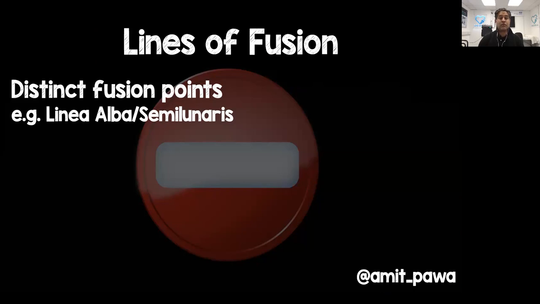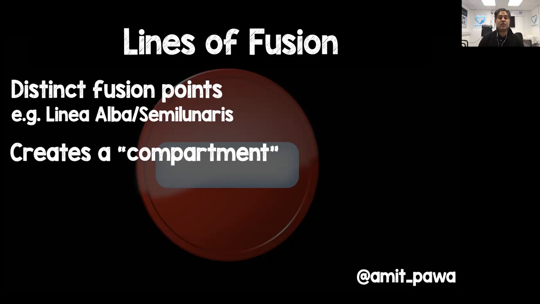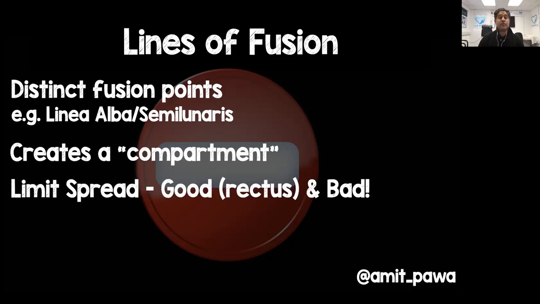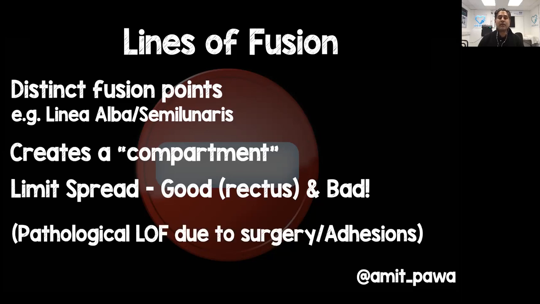Perfect example here would be if you look at the rectus abdominis muscle. In the midline, you've got the linea alba, and then the lateral aspects of the muscle, you've got the linea semilunaris. So these are distinct fusion points, and they create a compartment. So actually, they limit the spread, and for a rectus sheath block, that's a good thing because it keeps the local anaesthetic close to the nerves. But actually, if you were relying on spread within the fascia or outside the fascia, a line of fusion might be a bad thing. That brings us on to pathological lines of fusion.